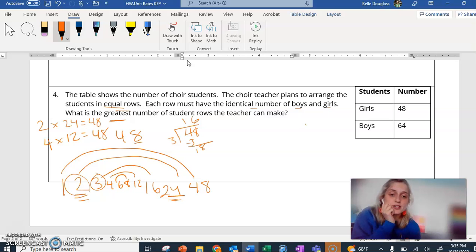So you're going to do a separate factor rainbow and list all the possible ways you can multiply whole numbers to get to 64. And then you're going to pick the biggest number that they have in common. Then just go back and fill in the ones I didn't do and enjoy your weekend.